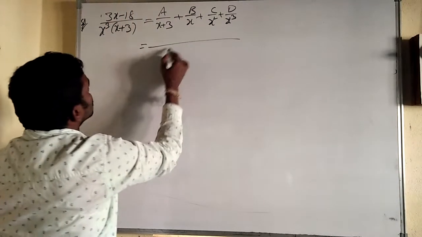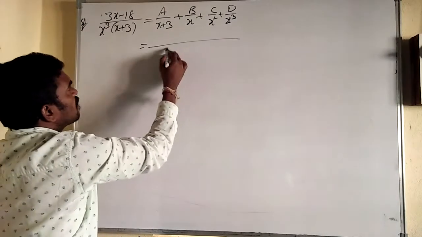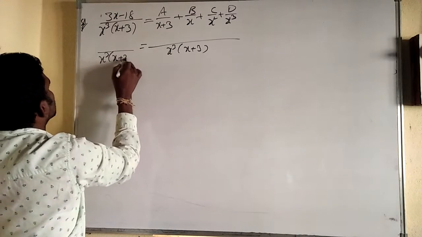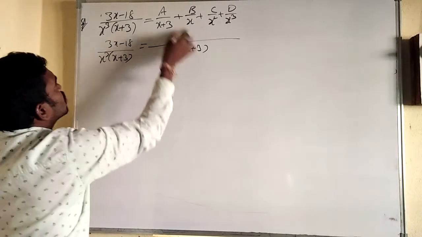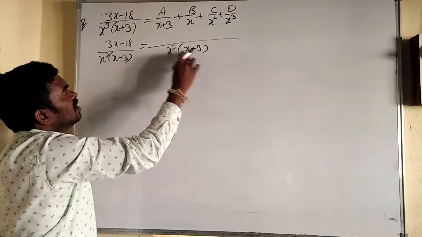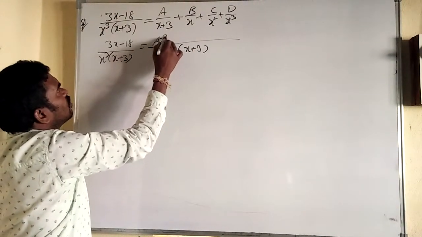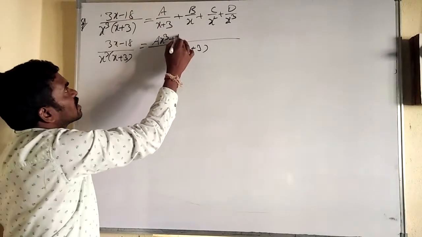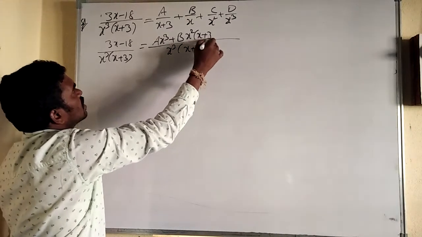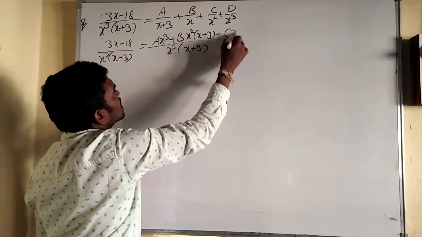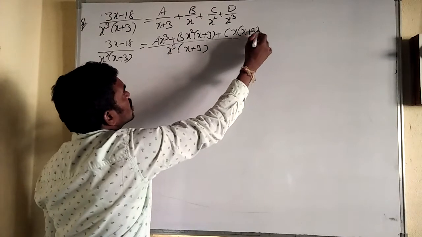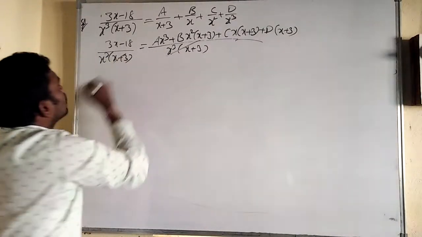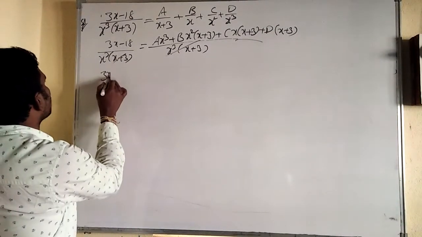Now LCM. So very simple. x cube, x square, x LCM becomes x cube into (x plus 3). And here same x cube into (x plus 3). So 3x minus 18. So here x plus 3 already there. So x cube into a. So a x cube plus b. x is there. So in this x cube, x square is required. So b into x square into (x plus 3) plus c. x square is there. So x is required. So d into x cube already there. So x plus 3 is required. Cancel.